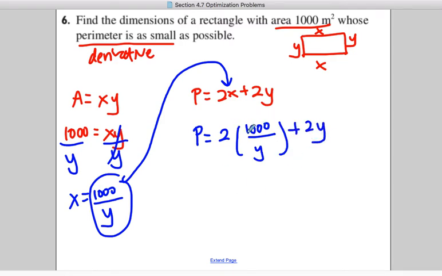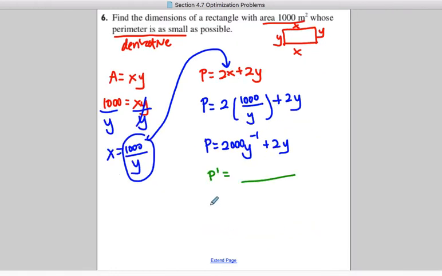Now I just need to simplify. Once again, I know I'm going to take a derivative, so I'd have to quotient rule this piece, but I can rewrite it so I don't have to. So our perimeter will be 2,000 y to the negative 1 plus 2y. Now what we're going to do is take the derivative. Then you're going to take that answer, set it equal to 0, and solve. Okay, so there's example 6.